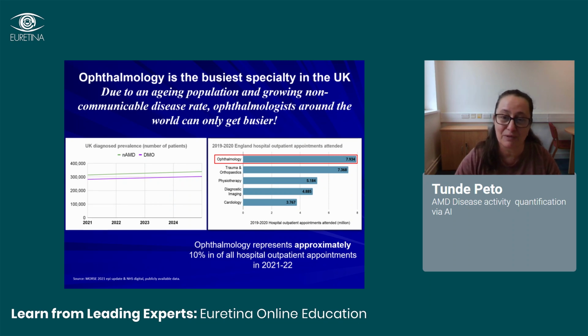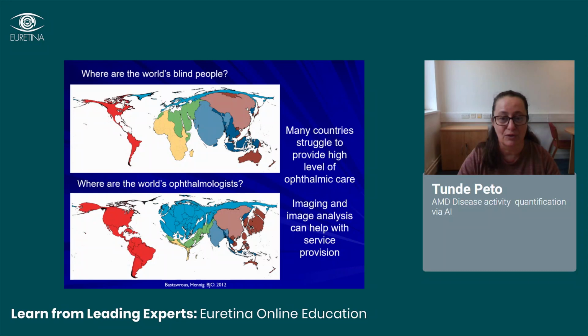And this is the other reason why we need to think about it, because ophthalmology is currently the busiest subspecialty, not just in the UK, but I'm sure in lots of other countries as well. About 10% of all hospital appointments are to ophthalmology. So it does matter how we organize ourselves, because otherwise we will not be able to provide good service to the number of people that we need to see. Even high-income countries struggle with providing the level of care that is needed.